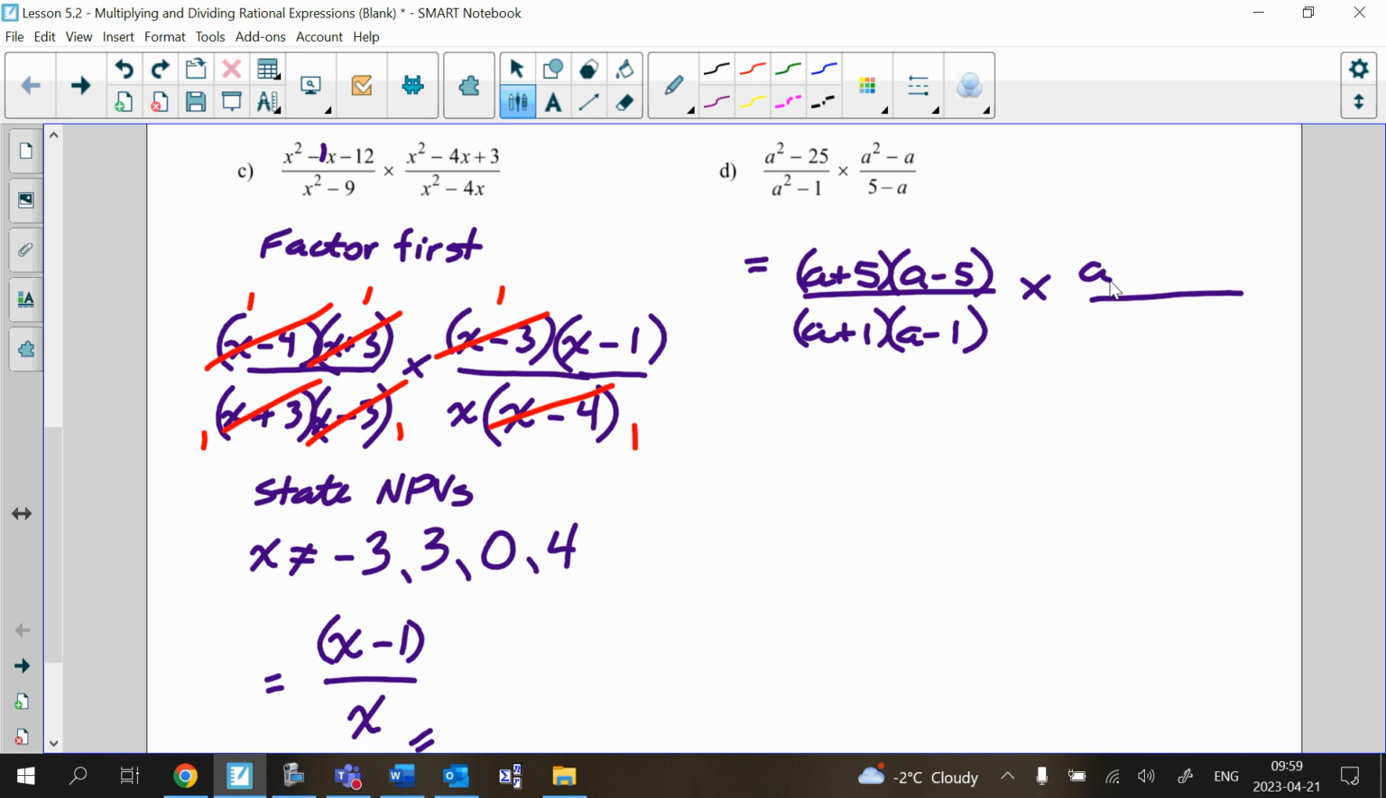And that's going to happen sometimes. And remember, whenever you have more than one term, treat them like they're together. And how do you treat them like they're together? You put parentheses around them. Okay, next is to state the NPV. So A cannot be, and then run through all the bottom factors. So A can't be 5. So A cannot be -1, +1, or 5.